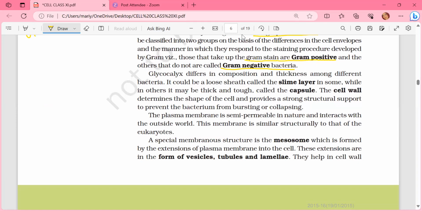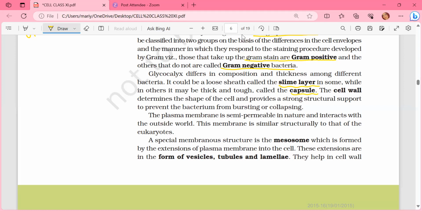The glycocalyx differs in composition and thickness among different bacteria. So in different bacteria, it could be in different thickness and different composition. It could be a loose sheath. When the glycocalyx is present as a loose sheath, it is known as the slime layer. While when it is thick and tough, it is known as the capsule.